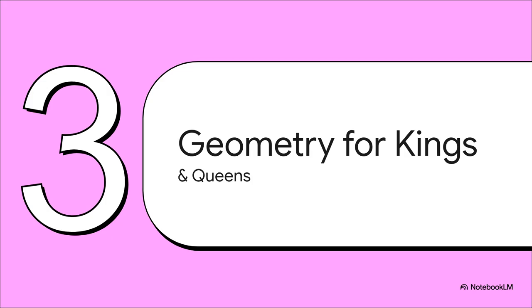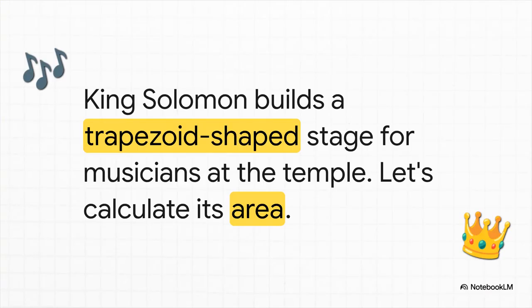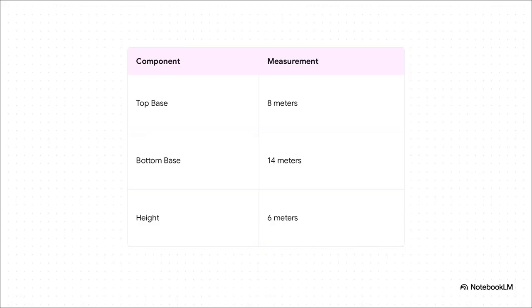Okay, now that we have our formula, our secret code, let's see how this lesson actually uses it. This is where we get to the heart of the worksheet. Geometry for kings and queens. So our first problem is a big construction project for King Solomon himself. He's building this huge stage for musicians at the temple, and, you guessed it, the stage is shaped like a trapezoid. The worksheet gives us all the numbers we need. We've got the 2 parallel bases, which are 8 and 14 meters, and the height is 6 meters. So let's just apply our 3 steps.